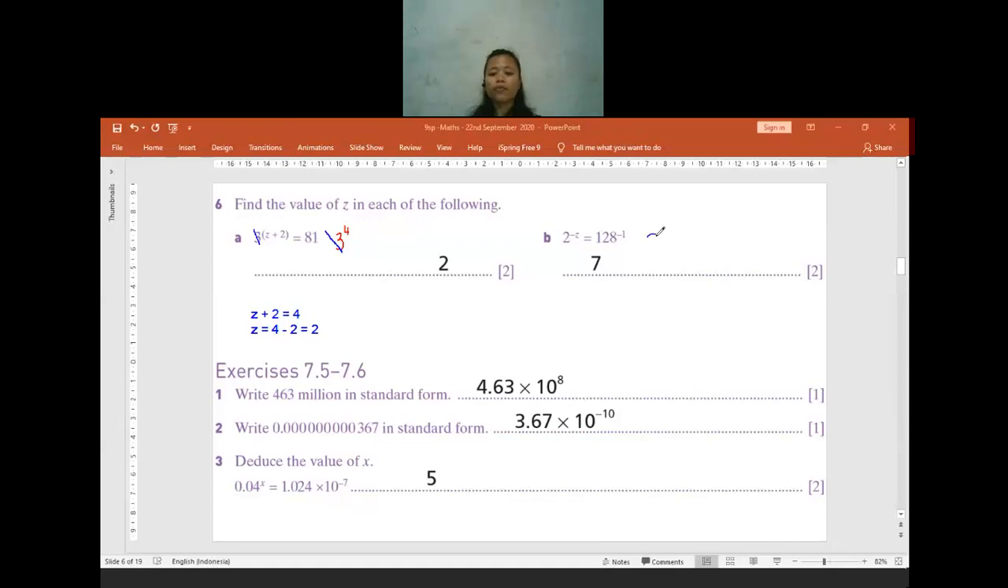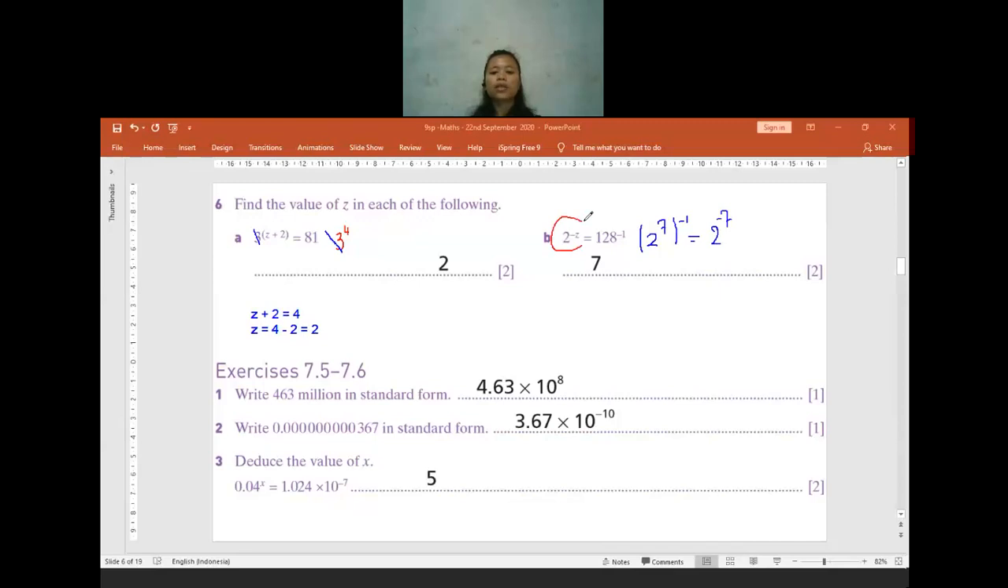So in here, you can change the 128 into 2 to the power of something. It will be 2 to the power of 7. 2 to the power of 7, get another power of negative 1. It will be equal to 2 to the power of negative 7.